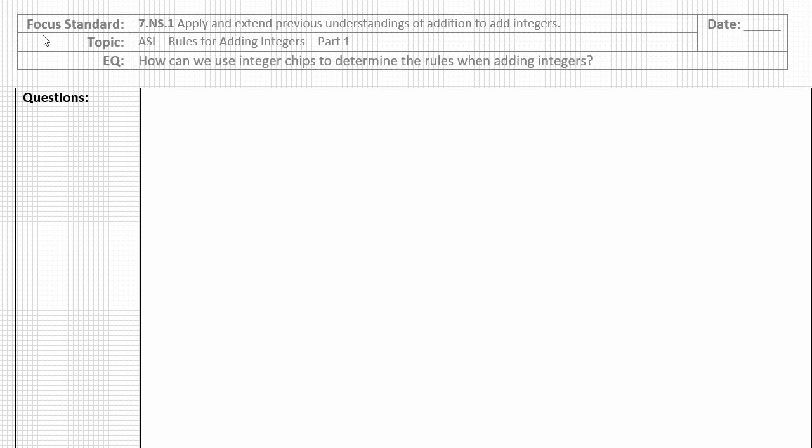For today's lesson, our focus standard comes from Grade 7, Number Systems, Standard 1. Apply and extend previous understandings of addition to add integers. Our topic for this lesson comes from our Adding and Subtracting Integers unit, Rules for Adding Integers, Part 1. Our essential question is, how can we use integer chips to determine the rules when adding integers?